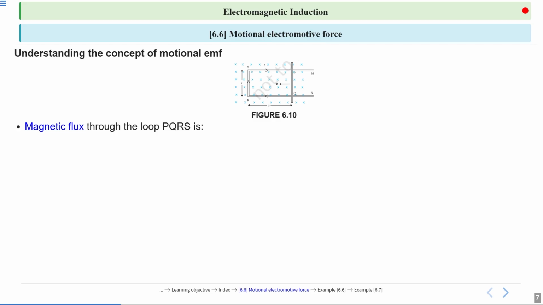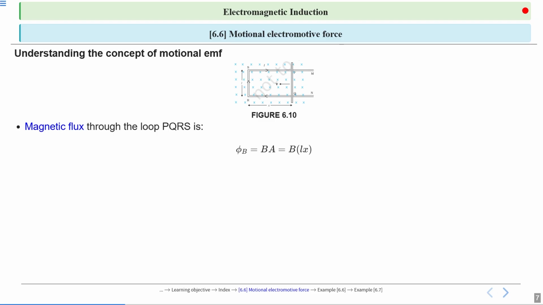Magnetic flux through the loop PQRS. So what is the magnetic flux? That is phi B equal to magnetic field into area, so B A cos theta, where theta is the angle between the area vector and magnetic field. The plane of the loop is perpendicular to the magnetic field, that is, the area vector of this loop is parallel to the magnetic field. So theta will be 0 degrees, and cos 0 degrees is 1.